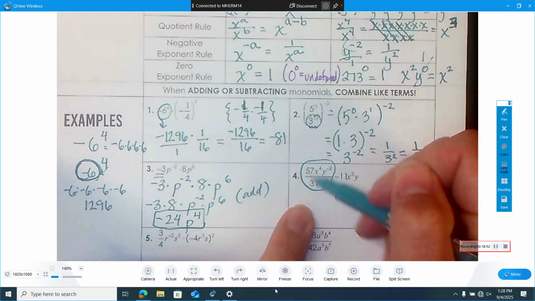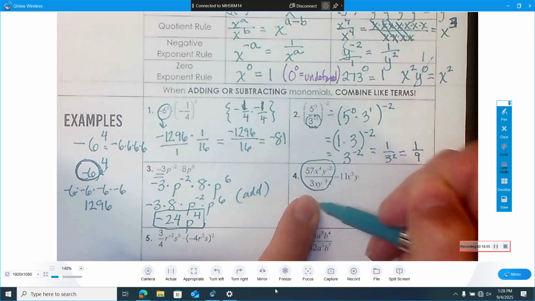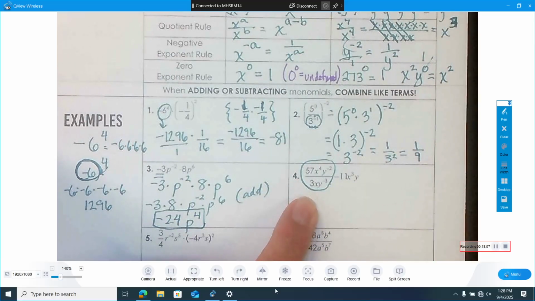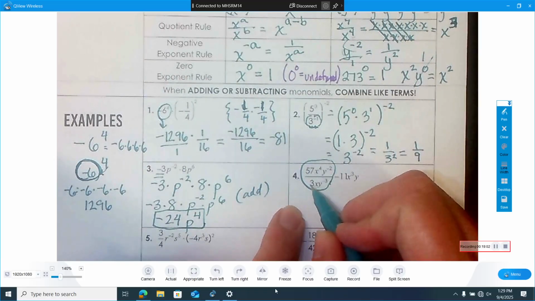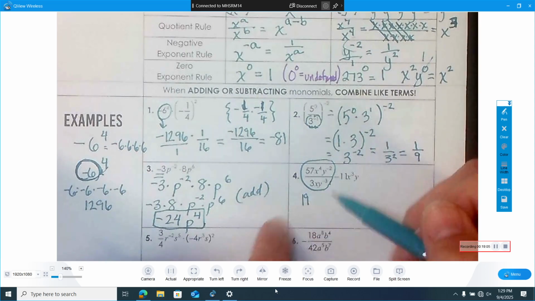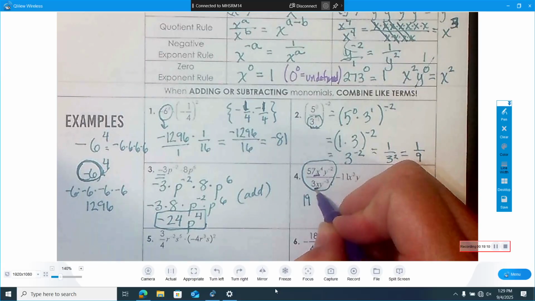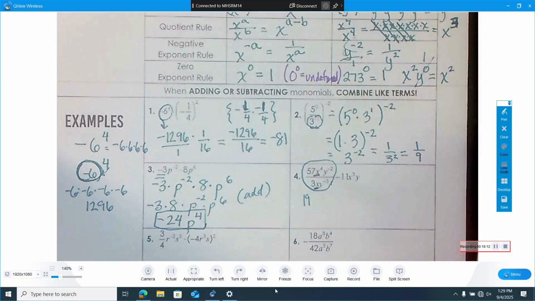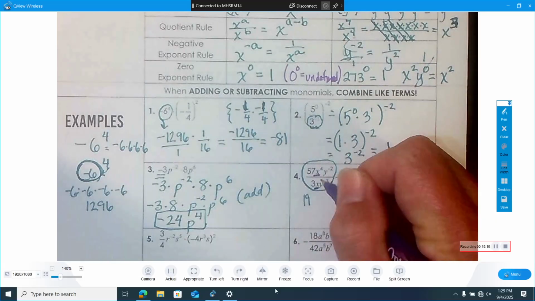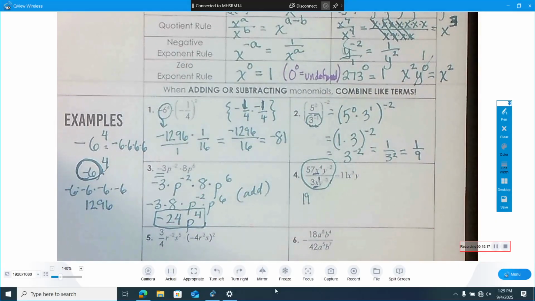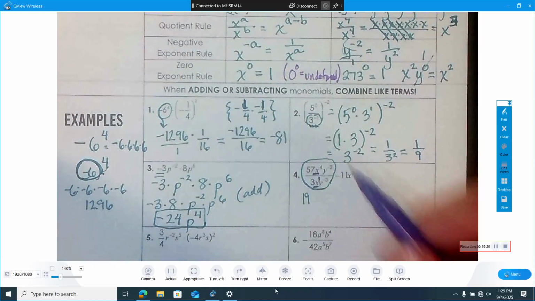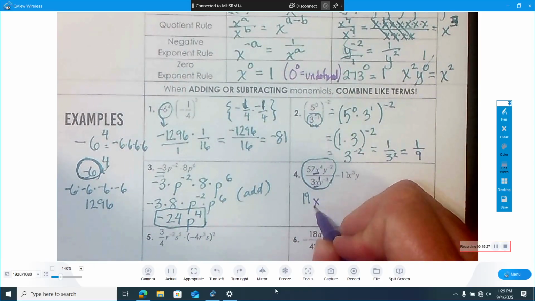So I see a 57 and a 3. I can divide those numbers. How many times does 3 go into 57? Oh, does it go evenly? 19? Okay. 3 goes into 57 19 times. Now, I have x to the 4th, and x to what power? 1. Very good. There's a little invisible 1 there. Very important. What is x to the 4th over x to the 1? X to the 3rd. They have the same base, so we can subtract the exponents.